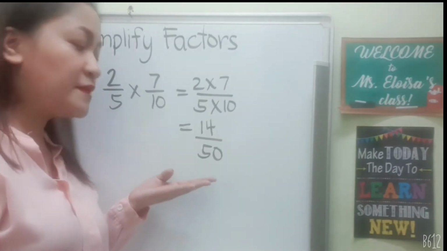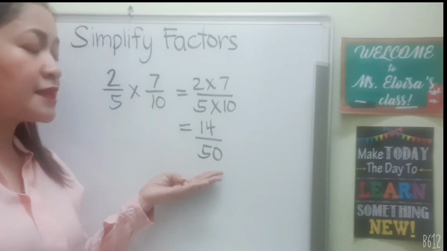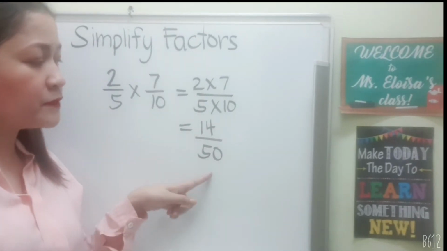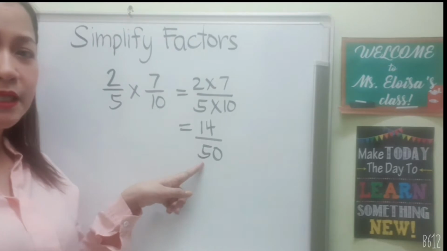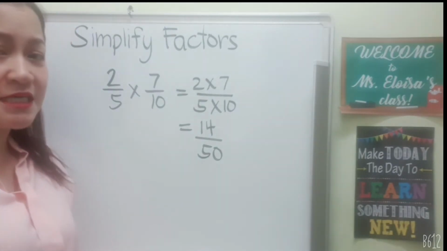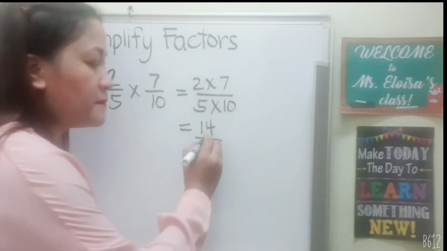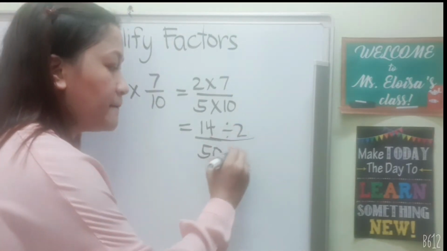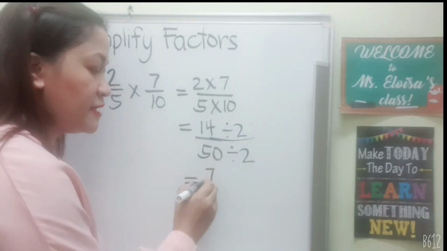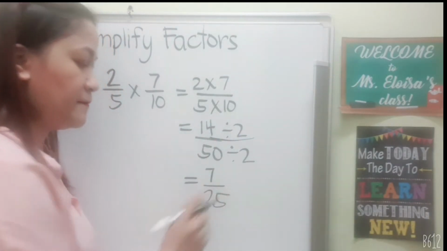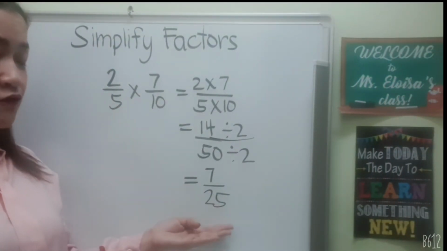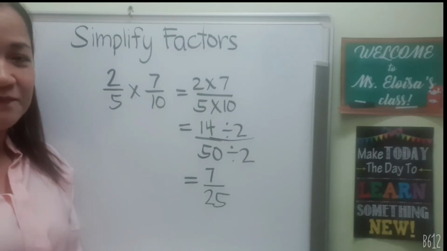And then after we have come up with our product, then we will simplify. We will simplify by dividing the numerator and the denominator by their GCF. The GCF of 14 and 50 is 2. So that means we will divide both of them by 2. That will give us 7 over 25. So 2/5 times 7/10 is 7 over 25 in simplest form.